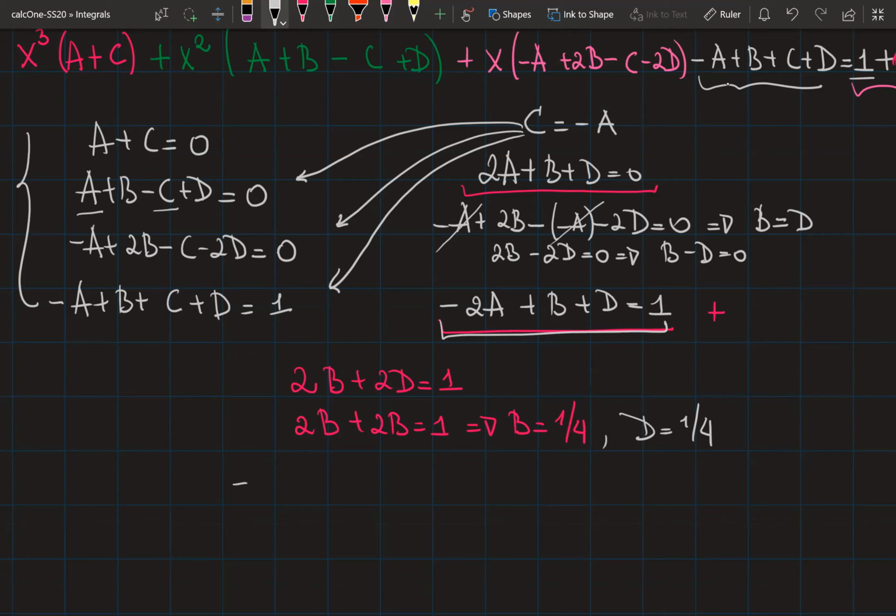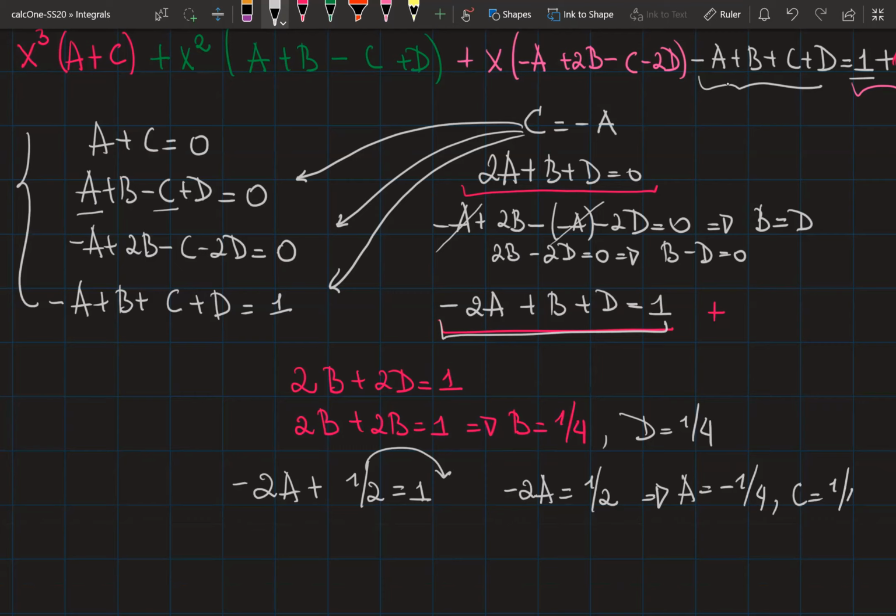So we're going to obtain minus 2a plus b plus d, which is 1/2, is equal to 1. So since this 1/2 can go to the right-hand side, we're going to obtain minus 2a is equal to 1/2. It means that a is equal to minus 1/4. So that is why c is equal to plus 1/4, because c is equal to minus a. We can see this from the very first equation.